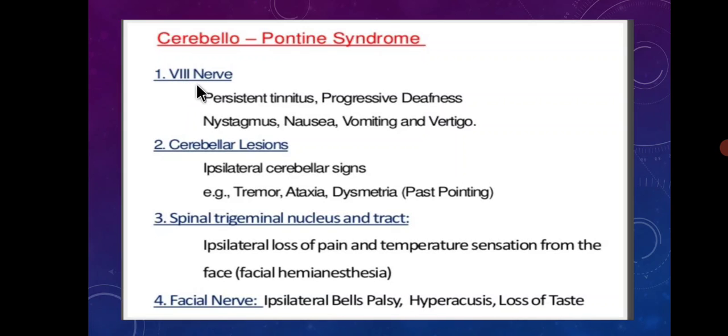Due to involvement of the 8th cranial nerve, the patient will have persistent tinnitus. Progressive deafness is also suggestive of cerebellopontine syndrome. Then nystagmus, nausea, vomiting, and vertigo. Next, if the cerebellum is involved, the patient will develop tremor, ataxia, and dysmetria. So ipsilateral cerebellar signs will be present.